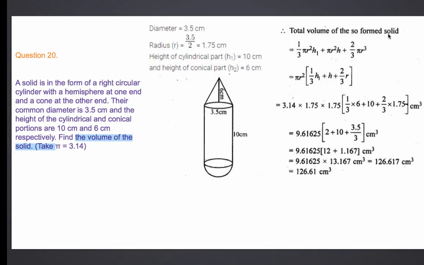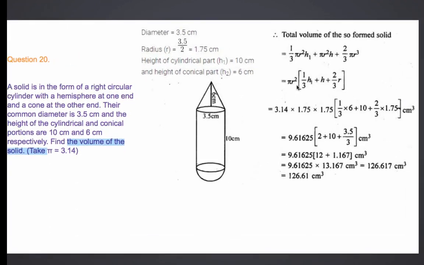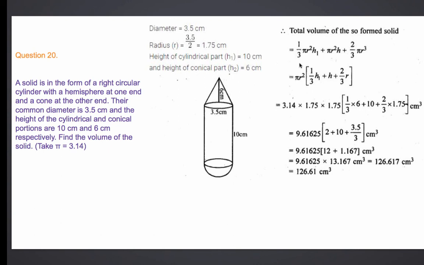Total volume of the solid so formed equals 1 by 3 pi r square h, which is the formula for volume of cone, plus volume of cylinder pi r square h, plus volume of hemisphere, which we have just now also used in the previous question, 2 by 3 pi r cube. Take out whatever is common so that the calculations become easy. Students, we need to be very careful about this. The question is very easy, but it takes time in doing the calculation. The reason is that you can simplify the calculations by taking out whatever is common. We know pi is there in every formula, whether it's cylinder, cone, hemisphere, sphere, all. So pi is of course common.